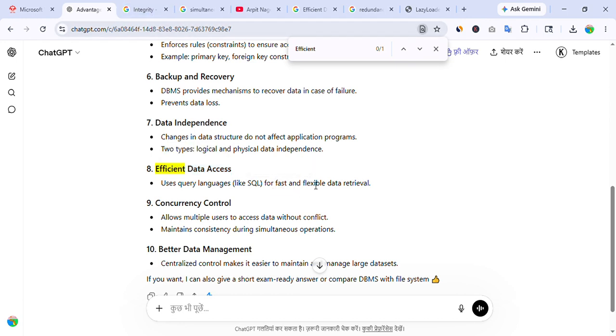And how much faster can it be? Suppose maybe 1 lakh queries in a second, that is how SQL works, or maybe even faster than what I told.